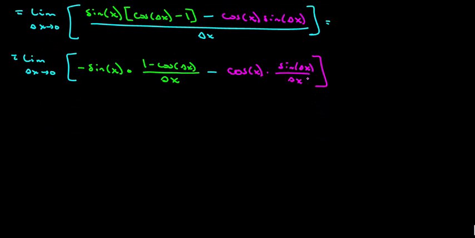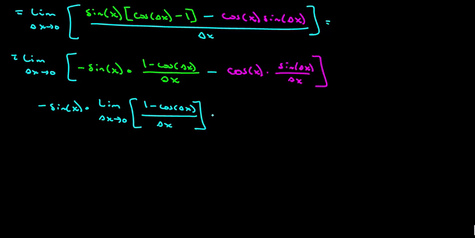And now I'm going to distribute my limit in, because my limit laws say I can put it into both of these, given that the limits actually exist, which they're going to. So watch. This would be negative sine x, because that doesn't depend on delta x, times the limit as delta x goes to 0 of 1 minus cosine delta x over delta x. And then that's going to be minus, and I'm going to do the same thing here, pull out the cosine x, because remember, since the limit is as delta x goes to 0, cosine x is independent of that, so that doesn't change at all.